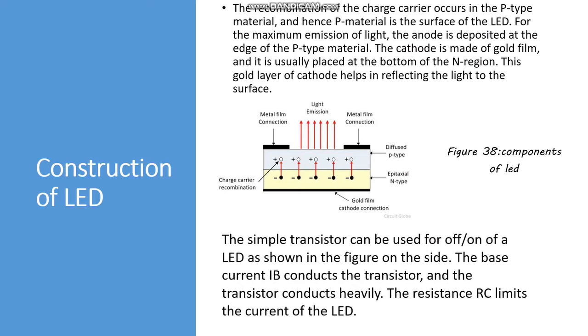Construction of LED. The recombination of the charge carriers occurs in the p-type material, and hence the p material is the surface of the LED. For the maximum emission of light, the anode is deposited at the edge of the p-type material. The cathode is made of gold film and is usually placed at the bottom of the n region.